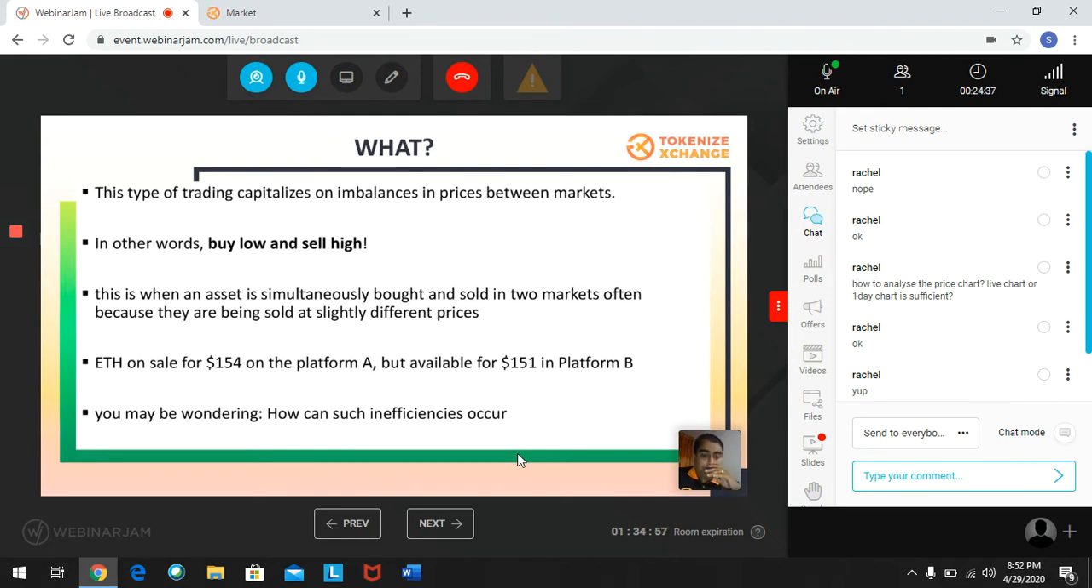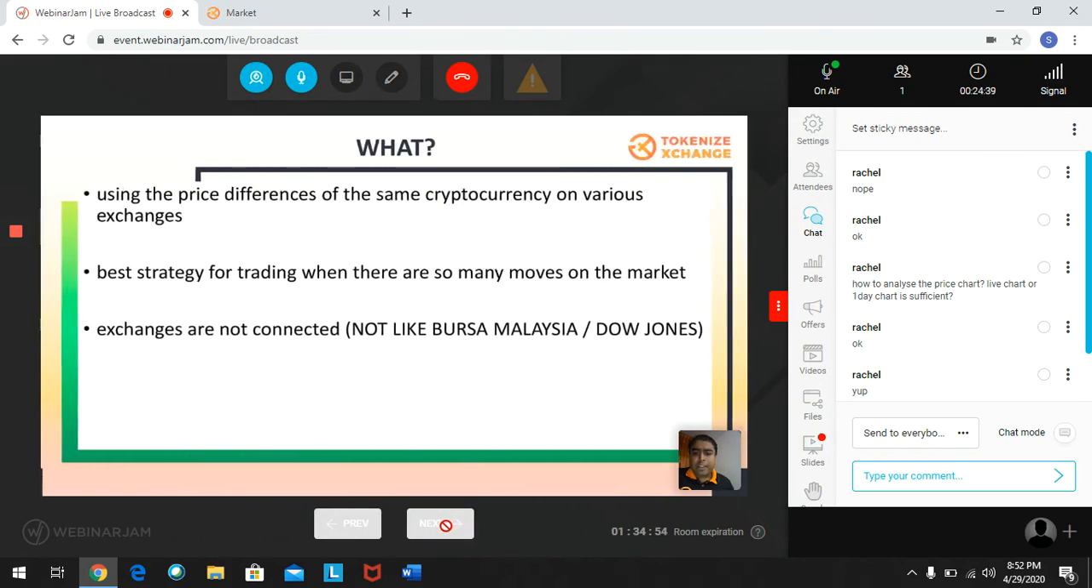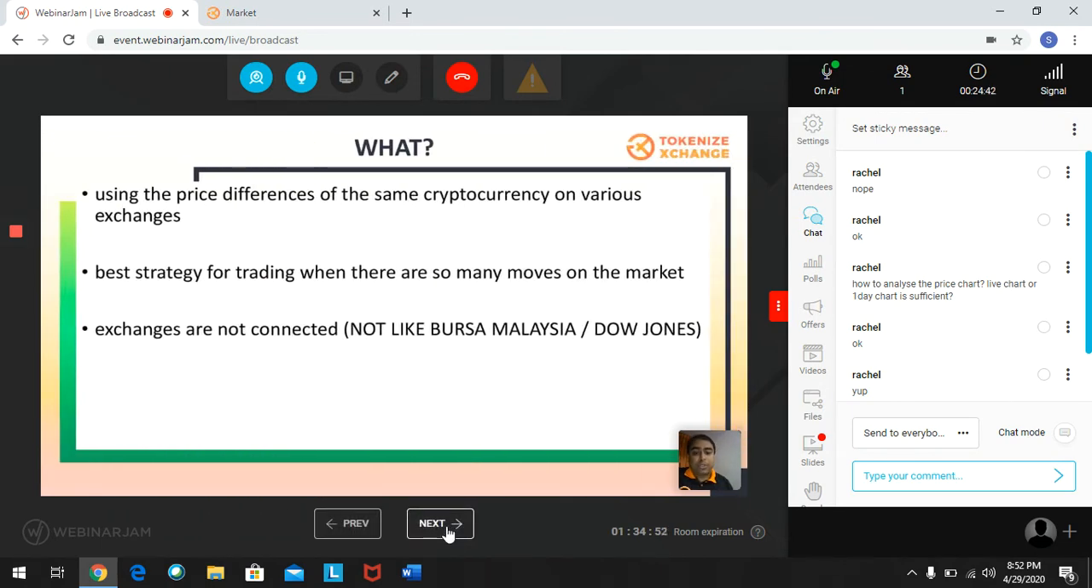If you compare with the equity market, you are not allowed to do this because in Malaysia there's only one exchange, which is Bursa Malaysia. As well, in the US there's only one Dow Jones. There's no two Dow Jones. So in the equity market, you are not able to do arbitrage. But in digital assets, yes, you are able to, because in Malaysia various exchanges are available. I would advise that you use regulated exchanges so it's easier to manage your digital assets.